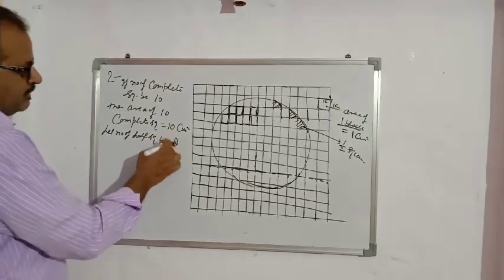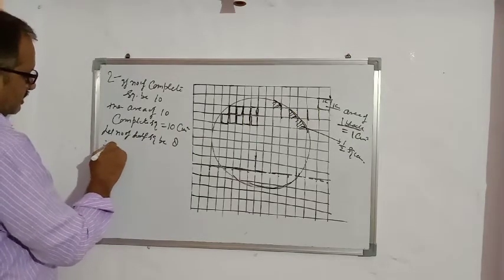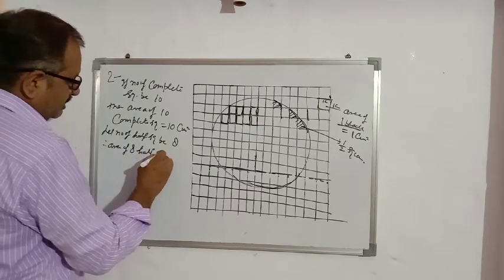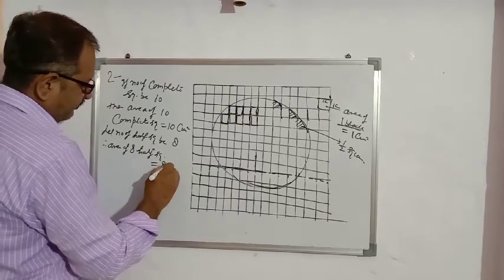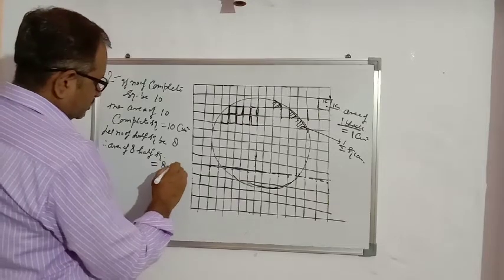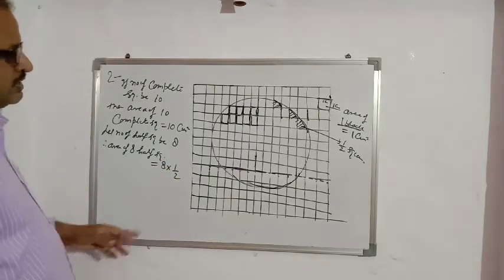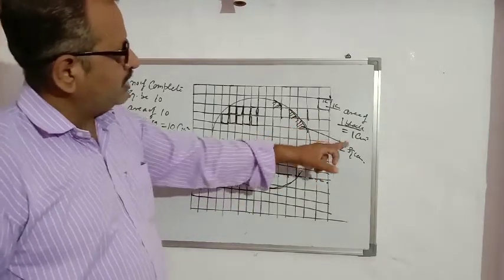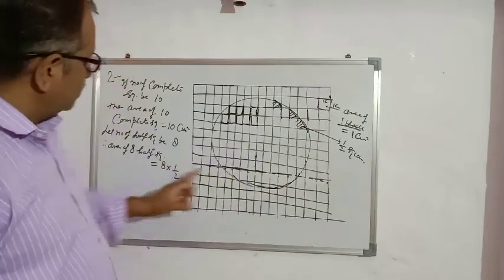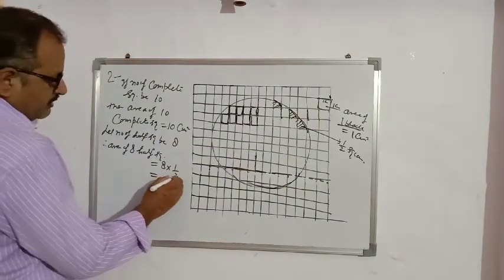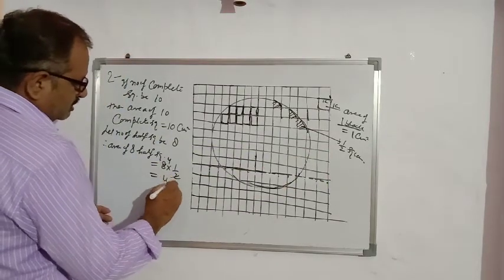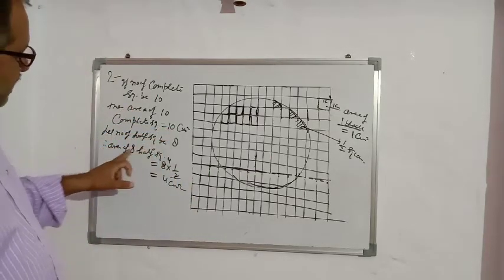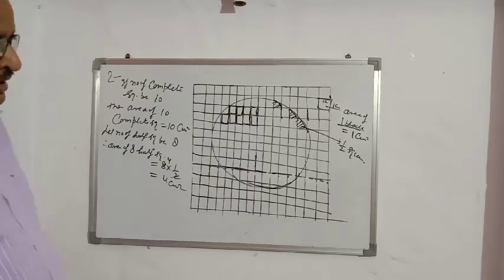So what will be the area of 8 half squares? It will be 8 into 1 by 2. The area of a complete square is 1, so the half square area will be 1 by 2. So 8 into 1 by 2, we can cancel it, so it will be 4 centimeter square. Area of 10 complete squares is 10, area of 8 half squares is 4 centimeter square.